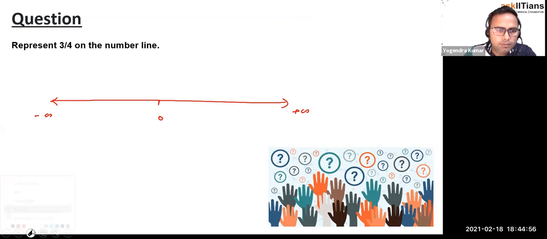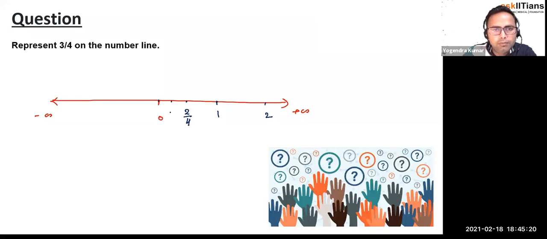Yeah, let me take it like this. Suppose this is 1 and this is 2, right? So now here you can see 3 divided by 4. So this region, what is the number we have exactly in the middle, which is 1 by 2. 1 by 2 can be written as 2 by 4 also.